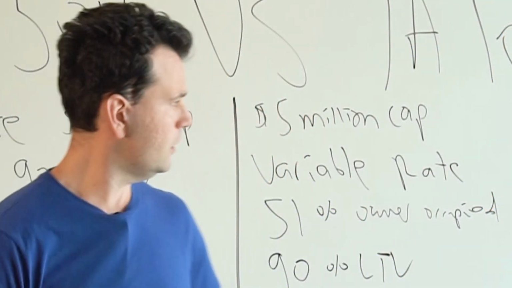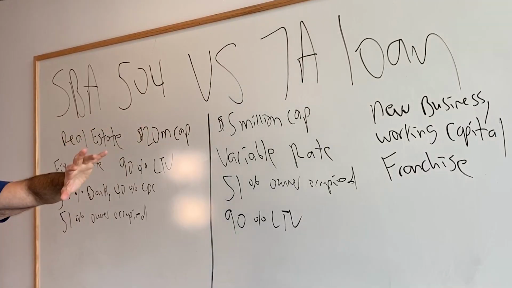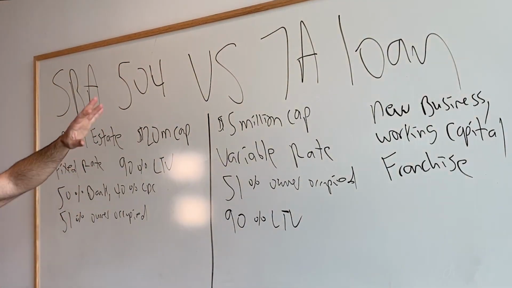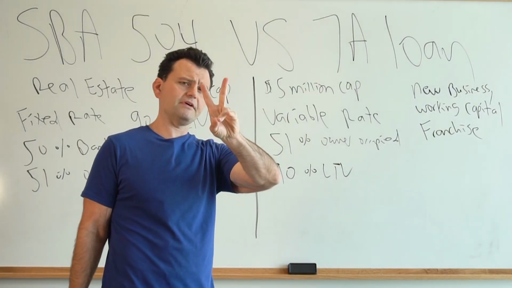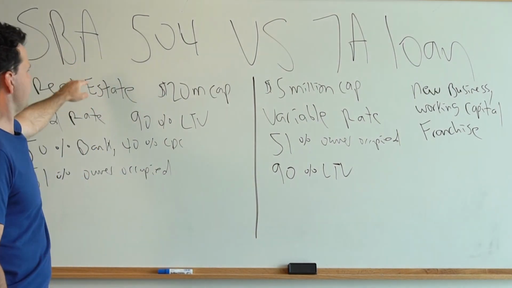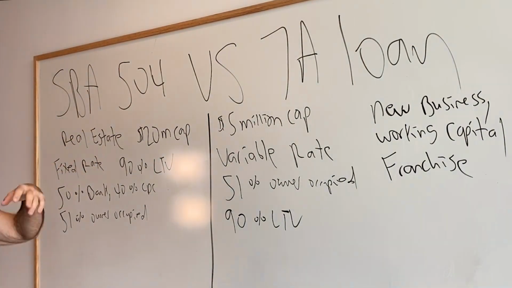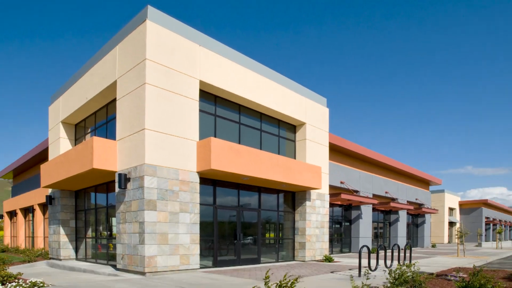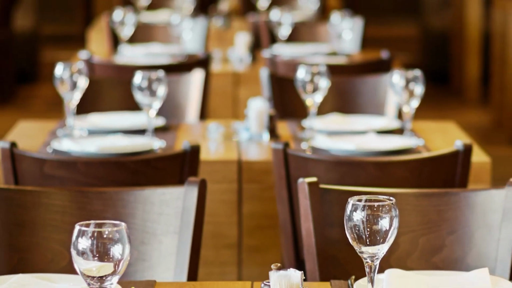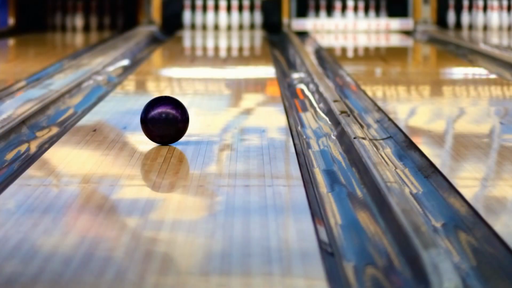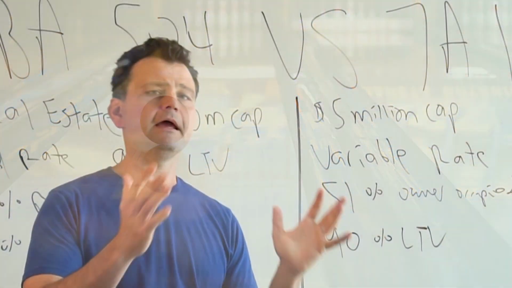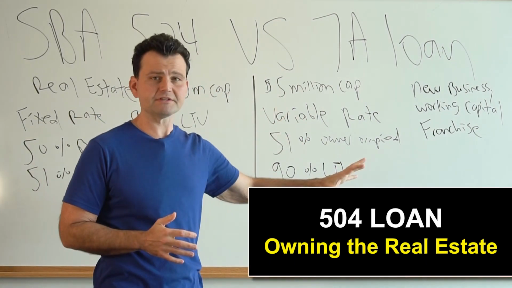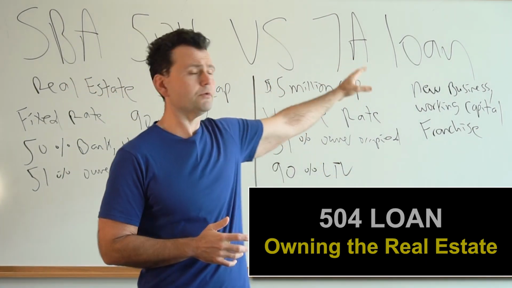With SBA loans, there are two different types. You have the 504 loan, and everything on the left side is the 504 loan, and everything on the right is the 7A loan. The 504 loan is generally for when you're doing something that involves real estate. If you're purchasing a building, say you have a restaurant and you're buying it, or you're buying a bowling alley, purchasing the land and doing the building with it, anything that has to do with you owning the real estate, you're going to be doing a 504 loan. You will not be doing a 7A loan.